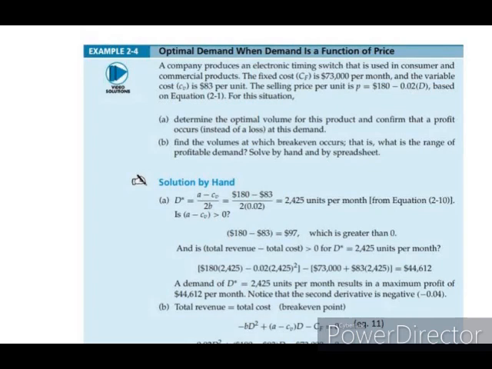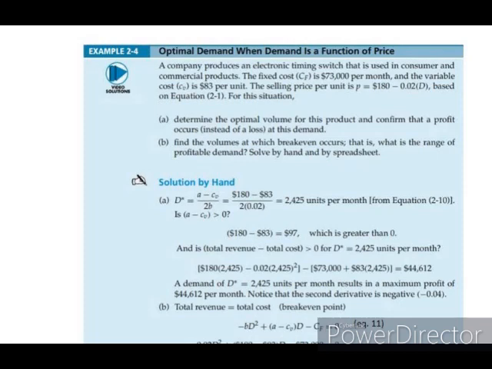So now, let's apply those formulas we have to an example. Example 2-1, the optimal demand when demand is a function of price. So what do you mean by that? When demand is a function of price? Meaning, price is dependent on the number of demand.